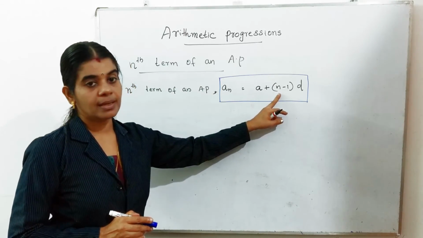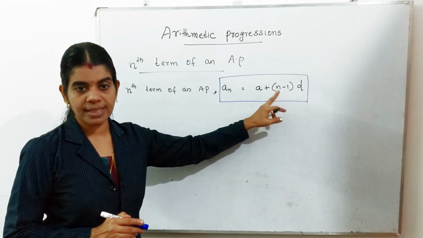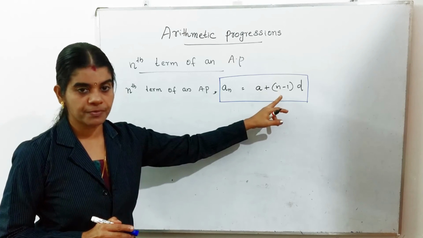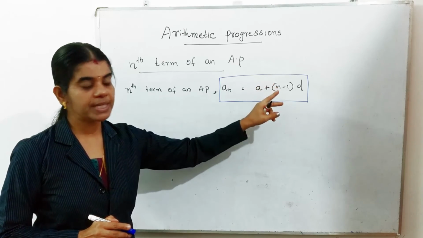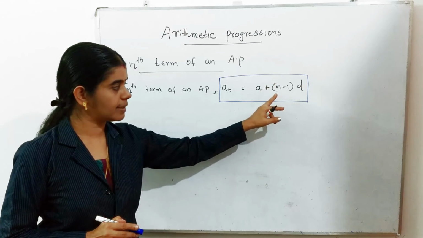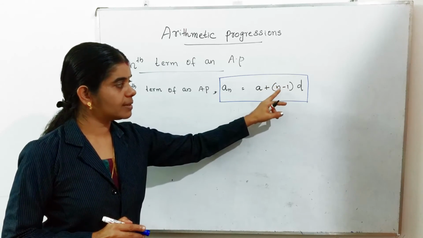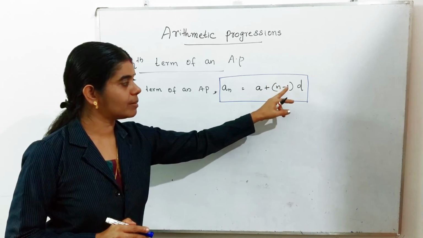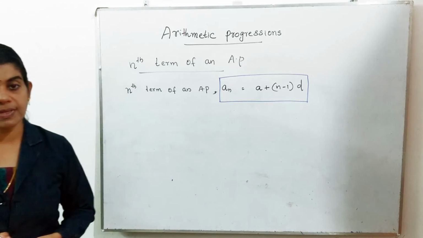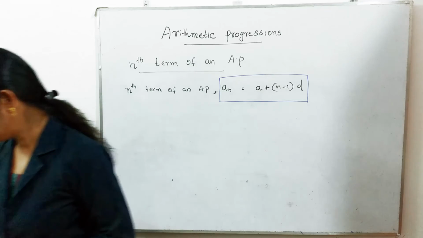N is the term you want to find out, that number. If the fifth term you are finding out, the n will be 5, so 5 minus 1. If the 10th term, it will be n is equal to 10 minus 1. D will be the common difference of the AP. I will show this through one example.